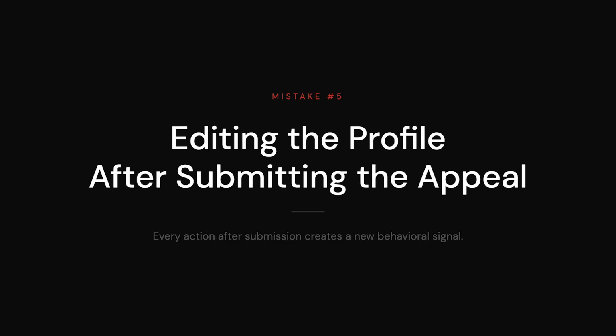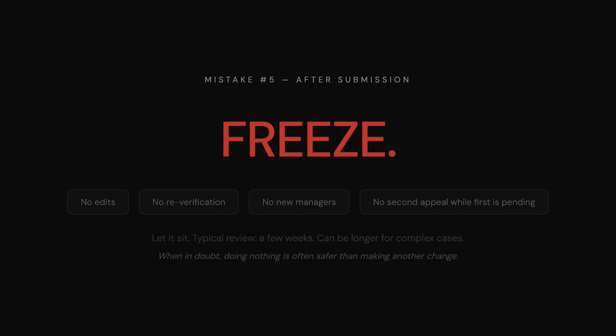The next mistake is editing the profile after submitting the appeal. Once you submit, stop. You have to freeze your profile. Do not edit the profile, do not attempt re-verification, do not add new managers, do not submit a second appeal while the first is still pending. Every action you take after submission creates a new behavioral signal, and those signals can complicate or invalidate the review that's already in progress for your reinstatement. So your profile needs to be stable.